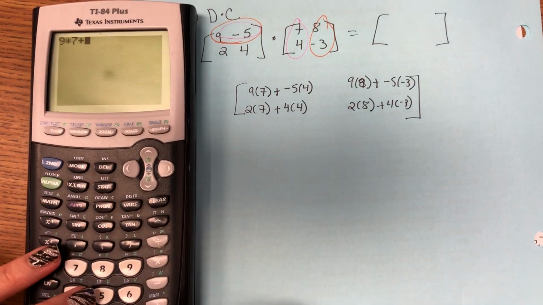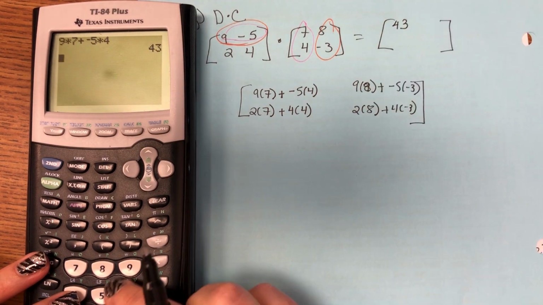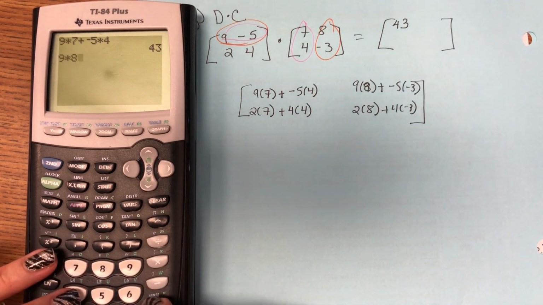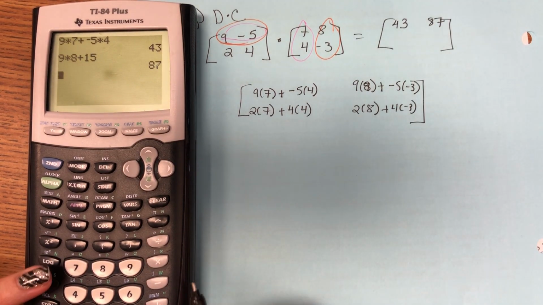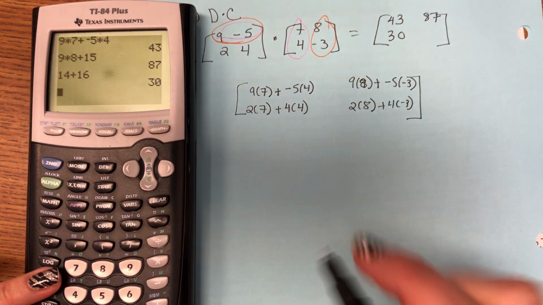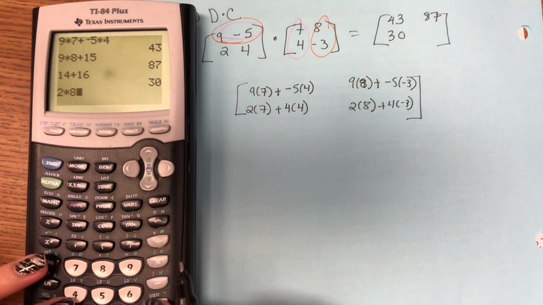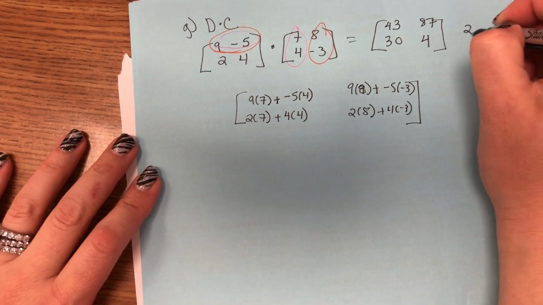9 times 7 plus -5 times 4 is 43. 9 times 8 plus 15 is 87. 14 plus 16 is 14 and 16. And then 2 times 8 plus 4 times -3 is 4. And that is a 2 by 2.